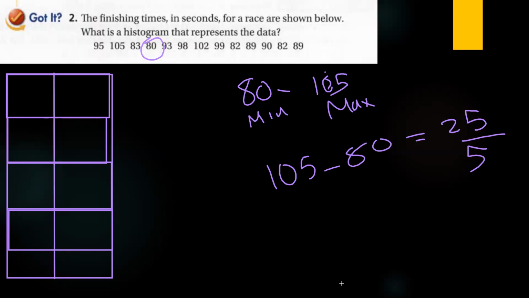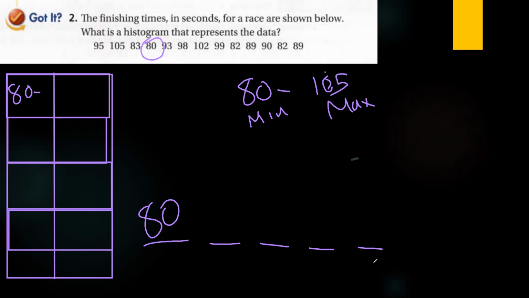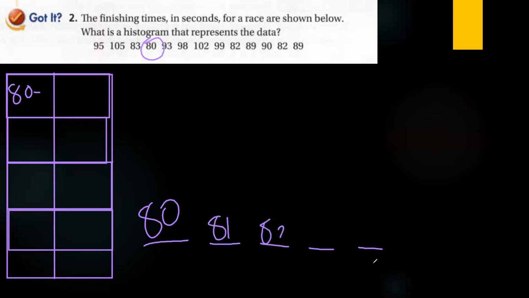Now, what is the minimum number? We have 80. So 80 up to, the length is 5. So as I told you, write 80 and make 5 blanks. So 80, 81, 82, 83, and 84.